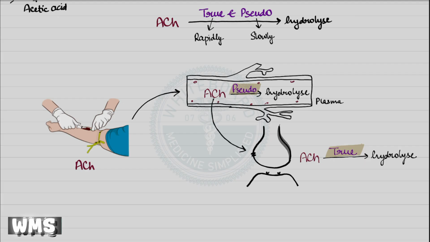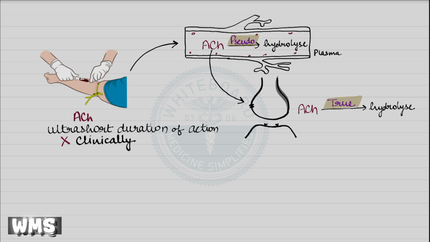Because of this rapid breakdown, its duration of action is ultra short and it cannot be used clinically as a systemic drug. So to overcome this problem, scientists modified the structure of acetylcholine and developed methacholine. The idea was simple. If acetylcholine is being destroyed too quickly, then we need a molecule that looks similar enough to stimulate the same receptor but slightly different so that the enzymes cannot break it down so rapidly.